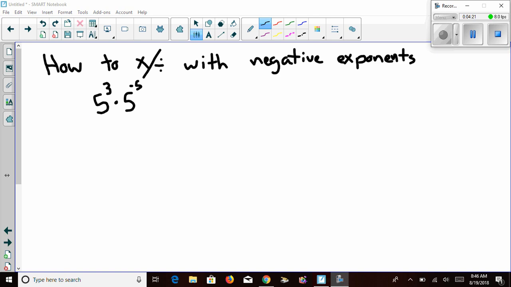So let's look at how we can multiply or divide with negative exponents involved. Our first example here is 5 to the third times 5 to the negative 5th. If we recall, when multiplying powers with the same base, I'm going to add the exponents together. So I'm going to do 3 plus negative 5. When that simplifies, it becomes 5 to the negative 2.